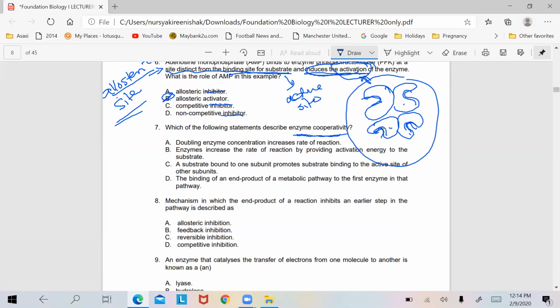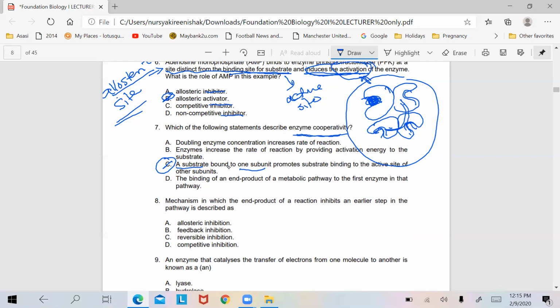As you know, an allosteric enzyme is not stable, so it keeps changing between the active form and the inactive form, always changing its state. In order to stabilize the enzyme in the active state, you only require one substrate to bind to one of the active sites, which causes the other subunits to be activated. It stabilizes all the other subunits in the active form. So the answer would be C. A substrate binds to one subunit, and this promotes substrate binding to the active site of another subunit.